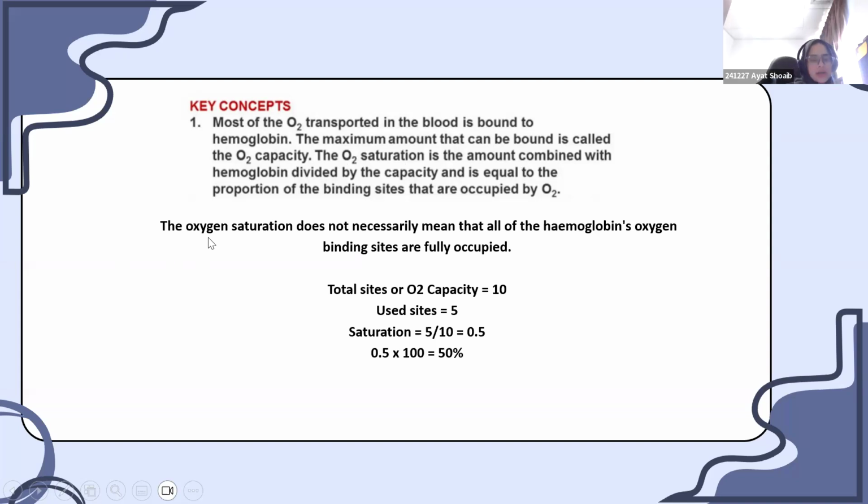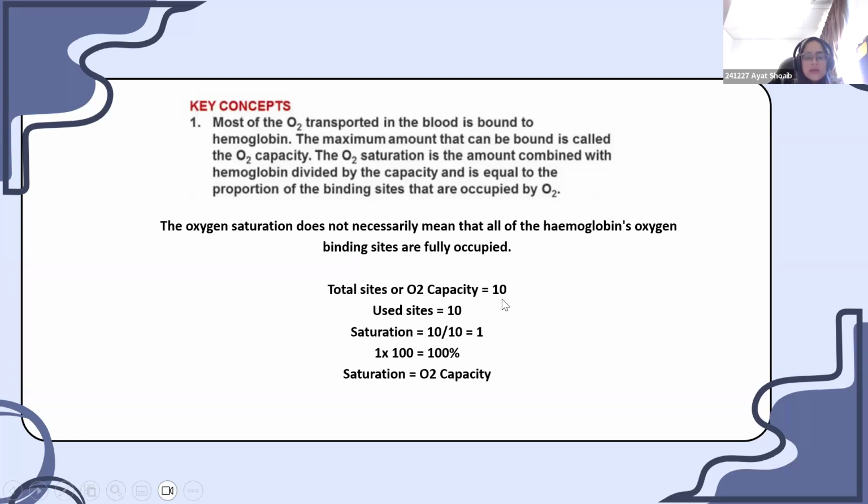Basically, oxygen saturation does not necessarily mean that all of the hemoglobin oxygen binding sites are fully occupied, okay? By saturation, you're just saying how many sites are occupied. For example, your total sites, or the total capacity that you can have, is 10. Okay? That's your total oxygen capacity. And you used five of them. Okay? You saturated five of them. So your saturation is going to be 50%. Because you used only five, so you saturated half of them.